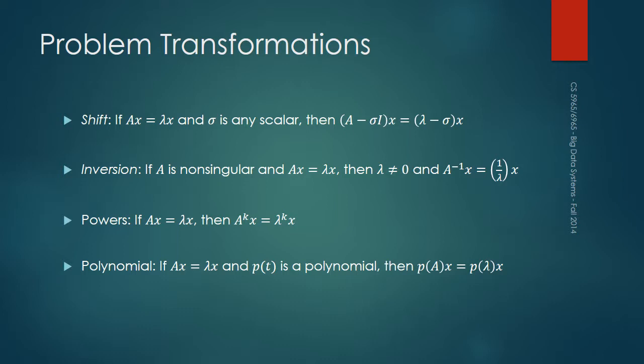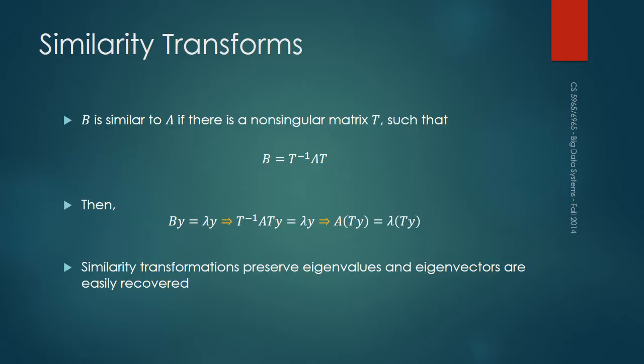The final one is the polynomial. Like I said, we won't be using this, but polynomial is simple because you would just expand the polynomial and write it in terms of powers of A, and so the equivalence is there. So these are important properties which allow us to manipulate the problem at hand to get the values that we are interested in. Okay? This is one of the most important concepts.